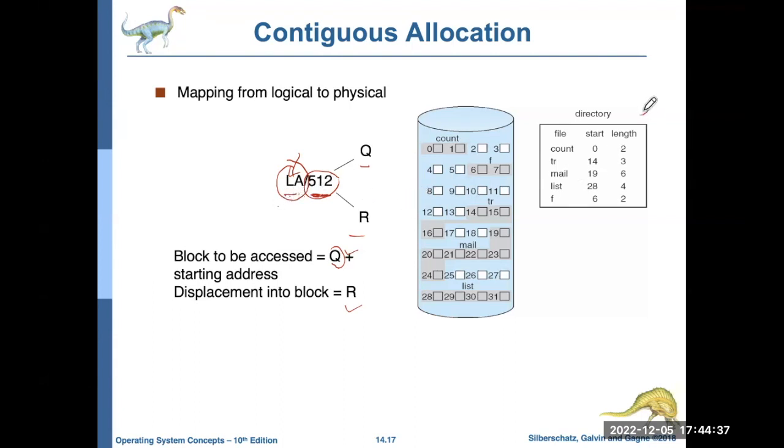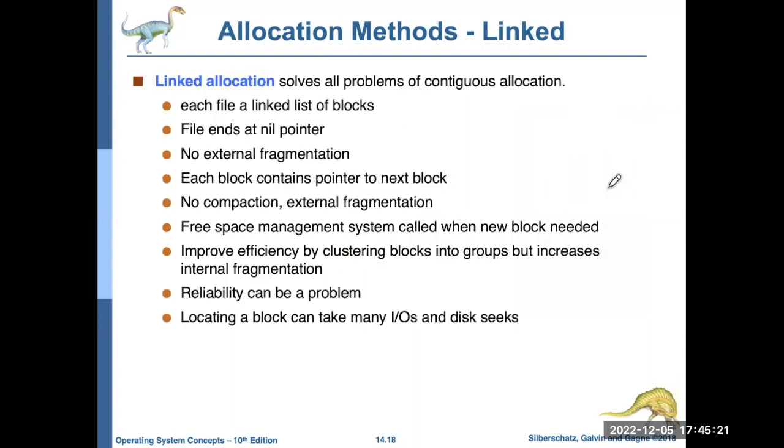So this was discussed earlier also, but here, for example, the file count starts from the 0th block and has a length of 2. So blocks 0 and 1 are allocated to file count. Similarly, we can see that file F starts from block number 6 and the length is 2. Because it is contiguous allocation, blocks 6 and 7 are allocated to it. We can see other examples for larger files also.